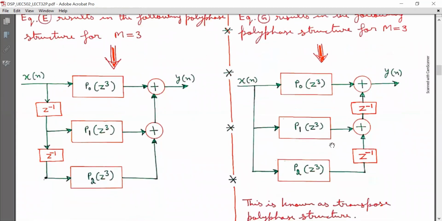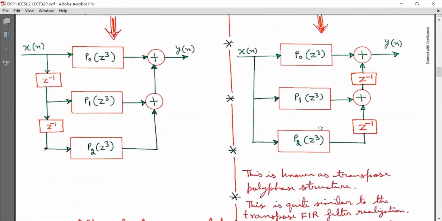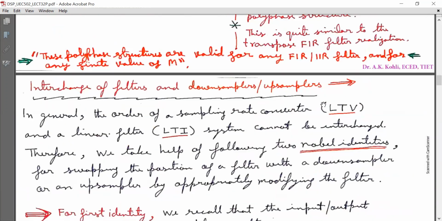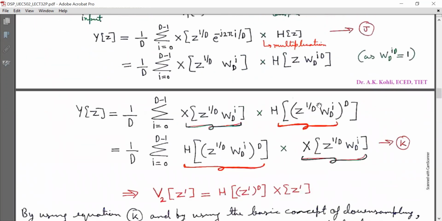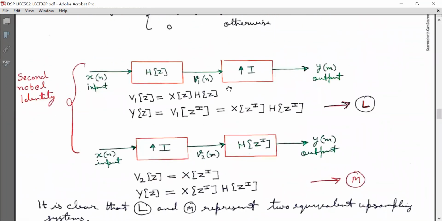Now carefully look at this. So in that interpolation configuration, I will replace H(z) with this polyphase structure. And we will take help of the second noble identity like this. Now look at this. I can swap the positions of this block and this block, provided that I make appropriate changes in the system function of the filter.